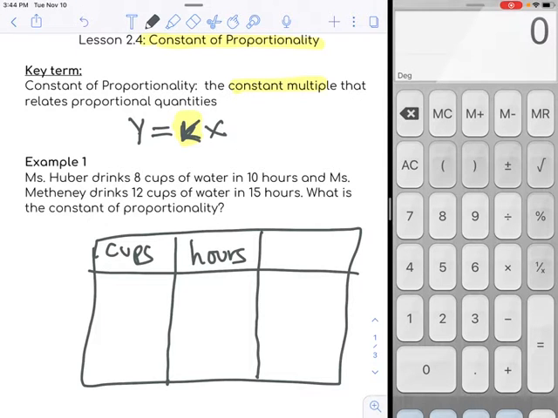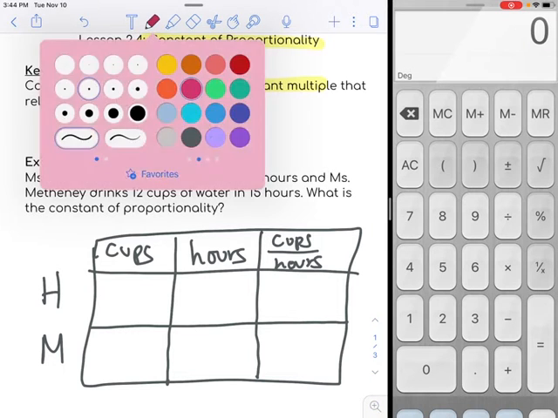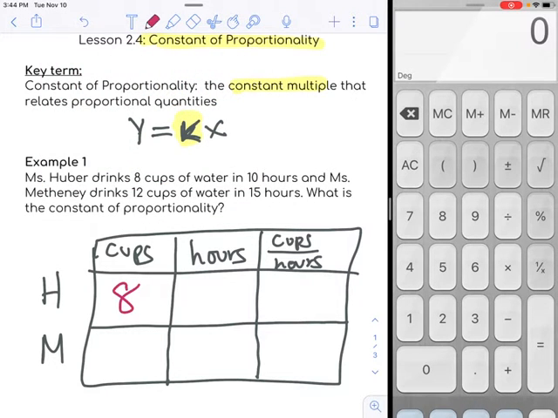and then we're actually going to find our constant of proportionality here, and we're going to do that by seeing what we're multiplying by. So we're going to do cups to hours, which is the same as finding our unit rate, which we have already learned how to do by now. So I'm going to abbreviate, H for Huber and M for Matheny. So Miss Huber drinks 8 cups of water in 10 hours, and Mrs. Matheny drinks 12 cups of water in 15 hours. So to find my constant of proportionality, I'm going to do 8 cups in 10 hours, and for Mrs. Matheny, we're going to do 12 over 15.